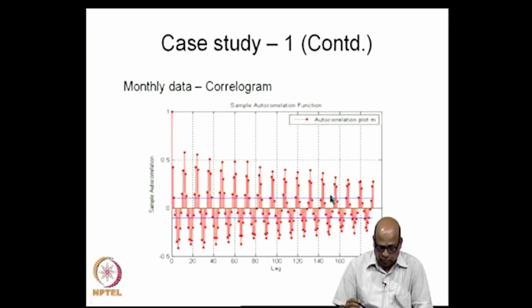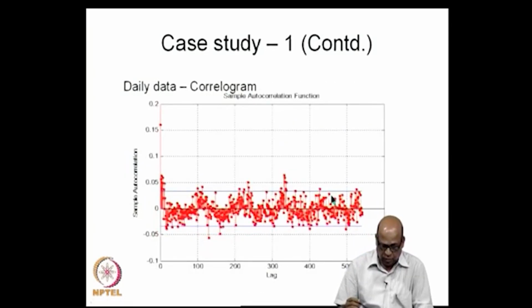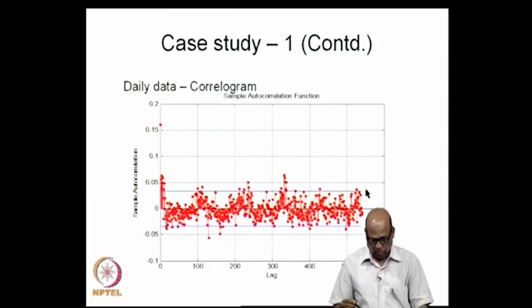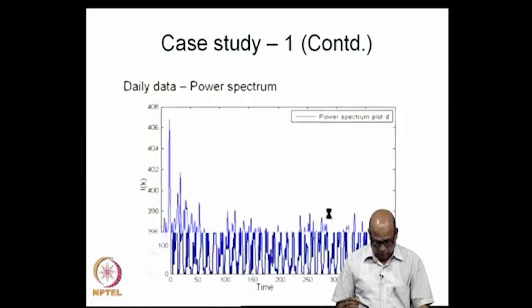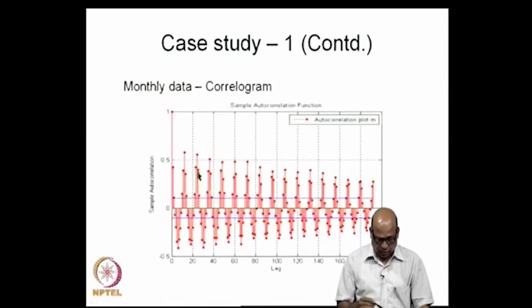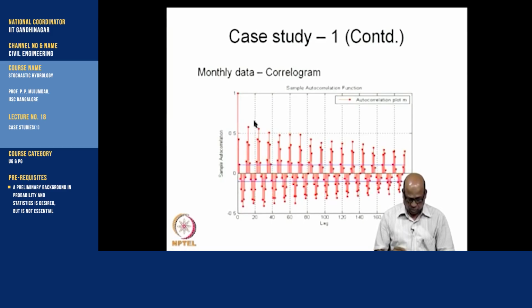Compare this with what we did for the daily data. This was the daily data correlogram, where most of the correlations were insignificant, whereas when you come to the monthly data, most of the correlations are significant, and there is also a sinusoidal variation indicating that there is a periodicity present in the data.